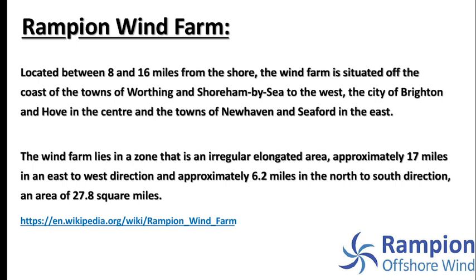The wind farm lies in a zone that is an irregular, elongated area, approximately 17 miles in an east to west direction and approximately 6.2 miles in the north to south direction, an area of 27.8 square miles.